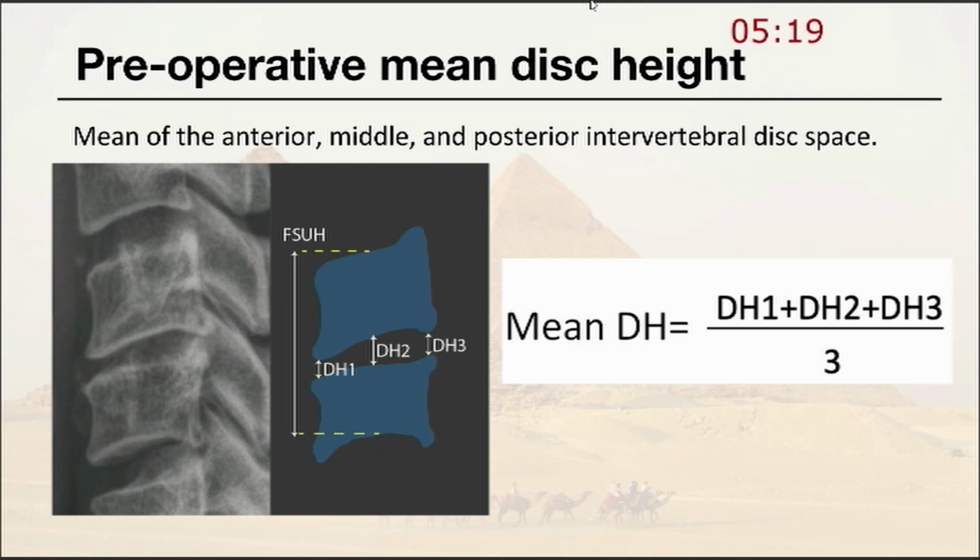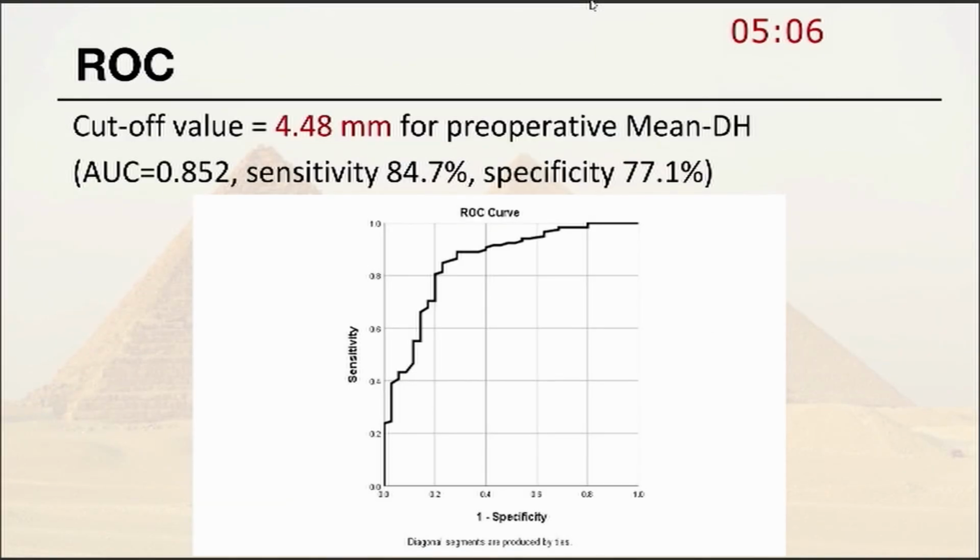The preoperative mean disc height is calculated as the average of 3 heights measured at the anterior, middle, and posterior intervertebral disc. Furthermore, the cutoff value for the preoperative mean disc height was 4.48 mm. That is, a preoperative mean disc height of less than 4.48 millimeters is a risk factor for implant subsidence.